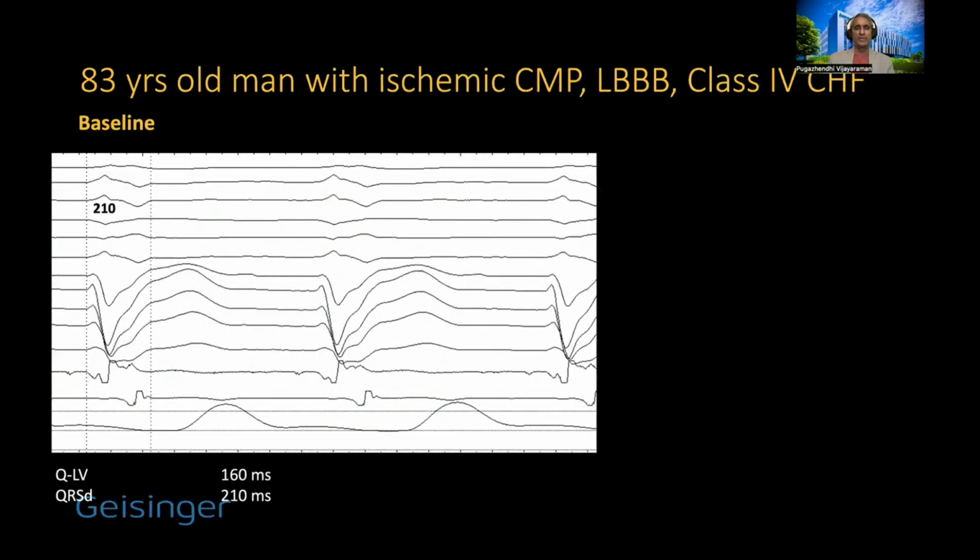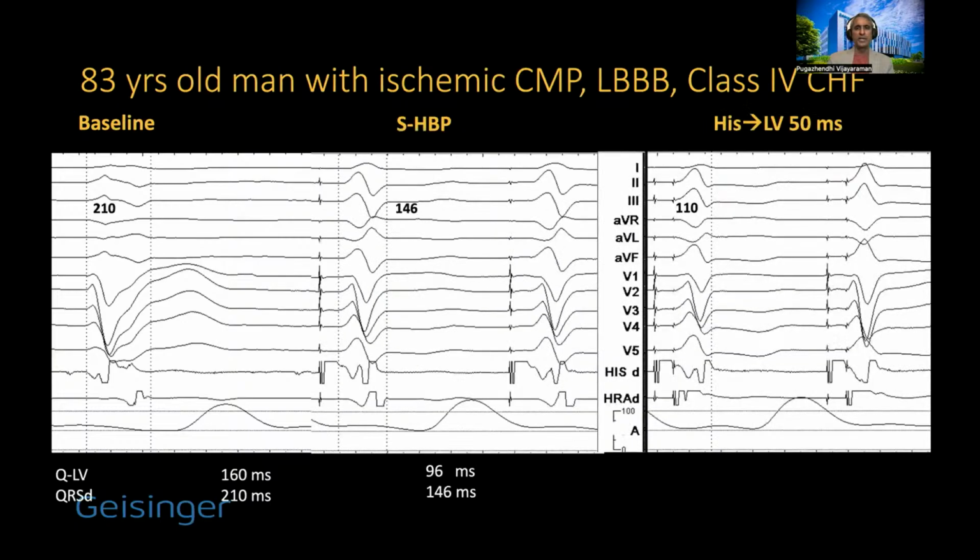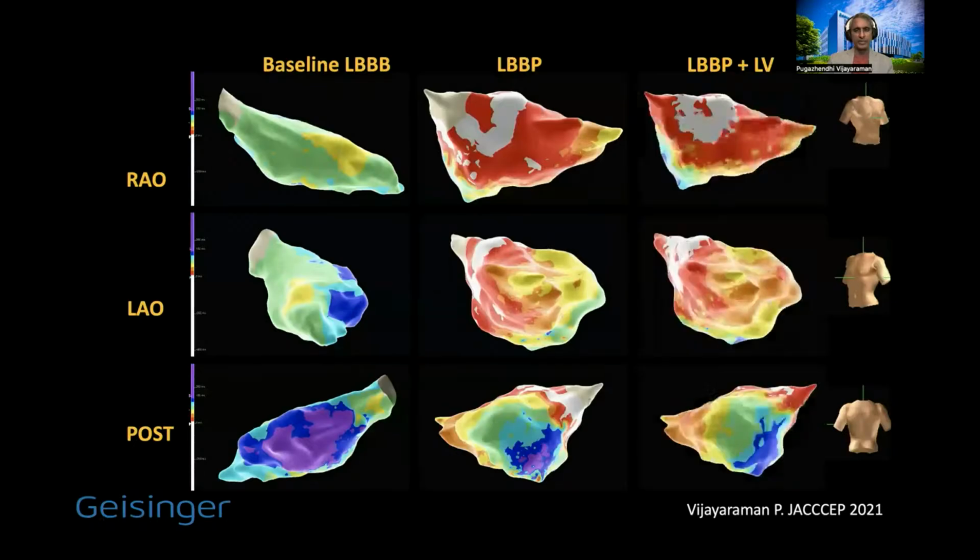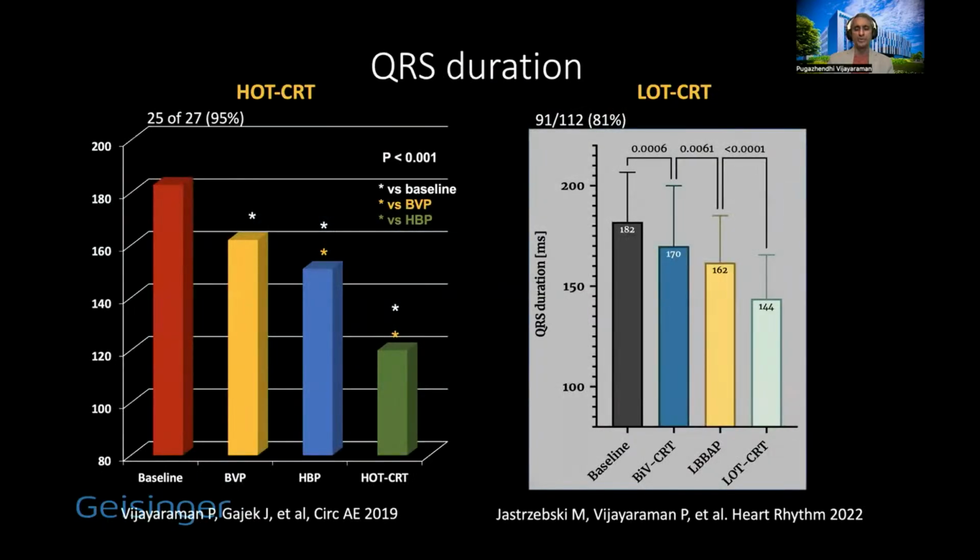And other efforts have been used to combine conduction system pacing and LV pacing in patients with complex mixed conduction diseases. In this patient, you can achieve better electrical resynchronization by means of HOT-CRT. Similarly, combining left bundle branch pacing and LV coronary sinus pacing can further improve electrical resynchronization, as demonstrated in these two studies. Both HOT-CRT and LOT-CRT resulted in incremental improvement in QRS duration when you combine conduction system pacing with LV pacing.